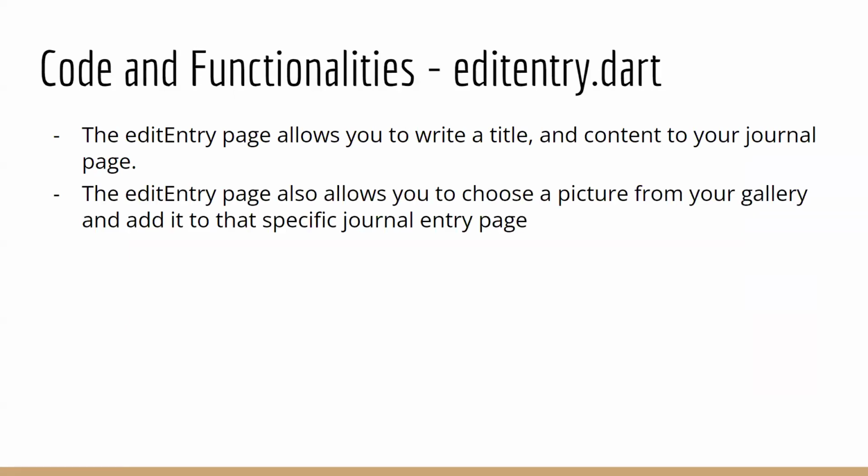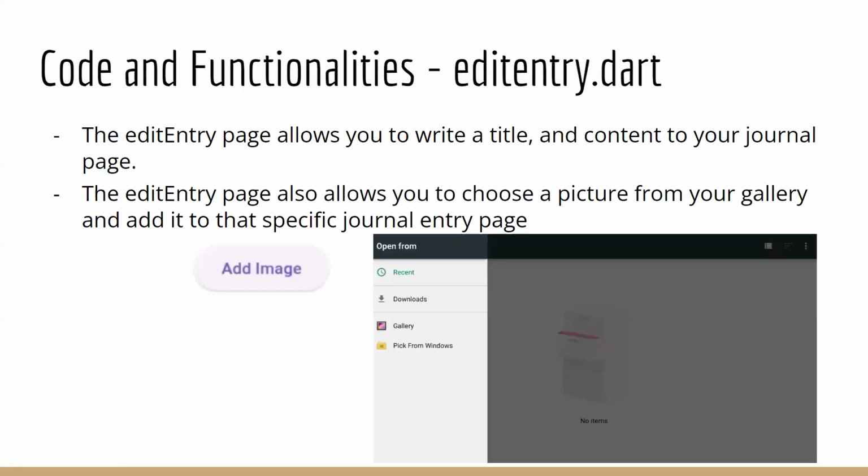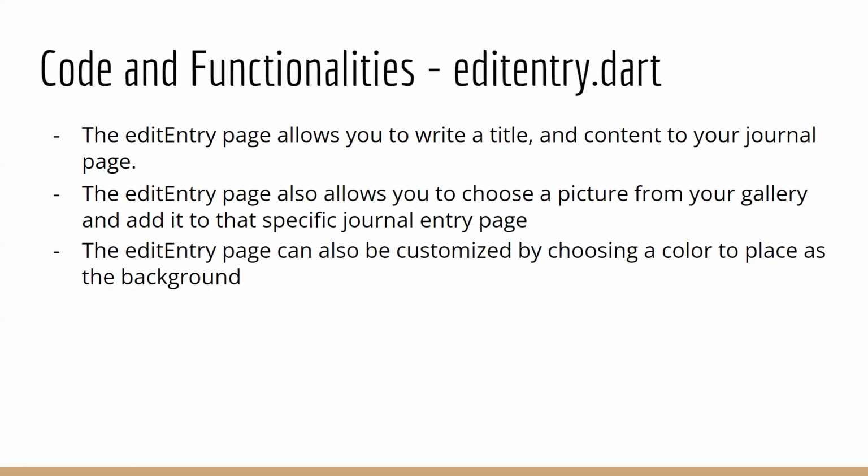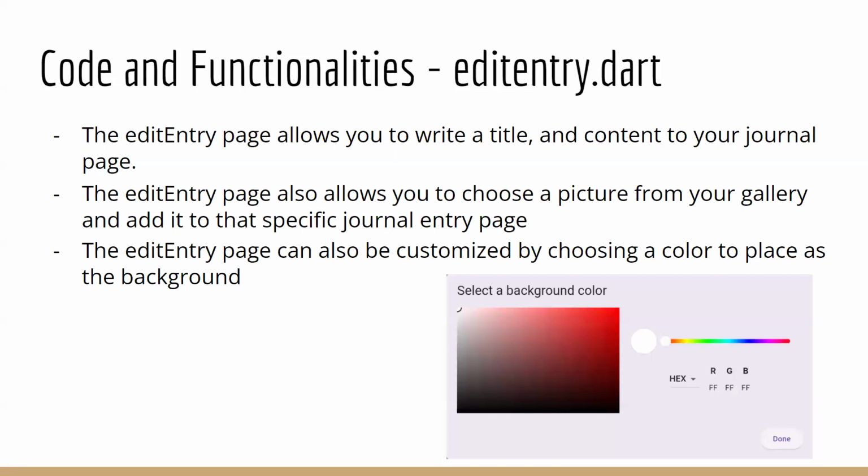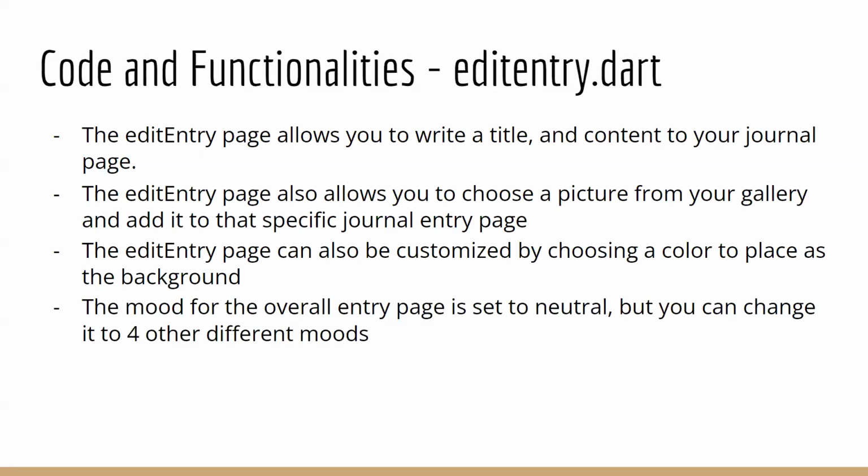The edit entry page also allows you to choose any picture from your gallery and add it to your journal page. It's used by a button, then it'll access whatever storage you have. The edit entry page is also customized by choosing a color to place as the background, using a color picker. And then the mood is set to neutral by default, but you can change it into 4 different moods, and it looks like that.